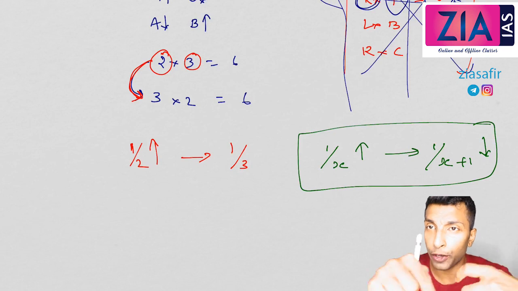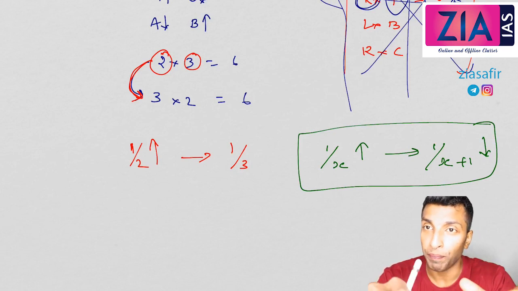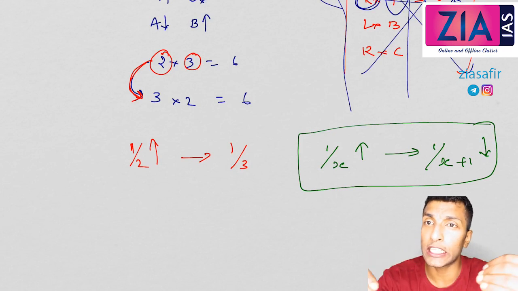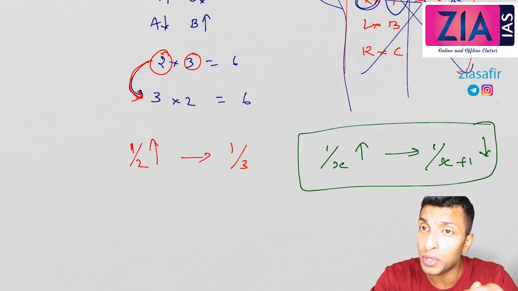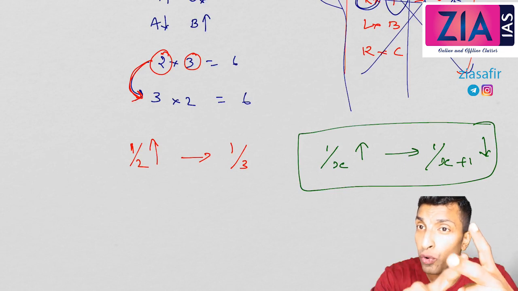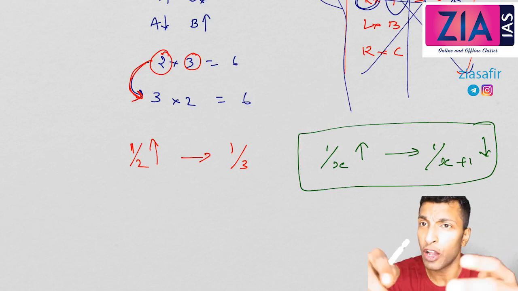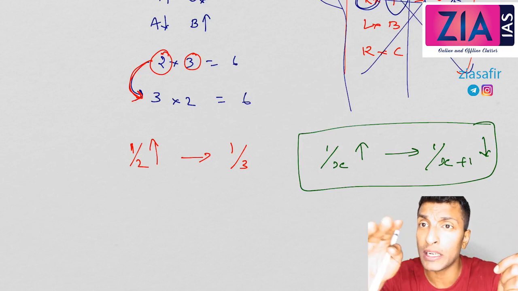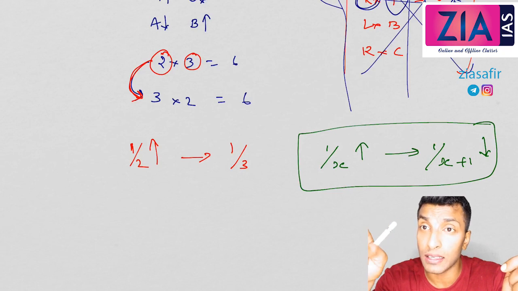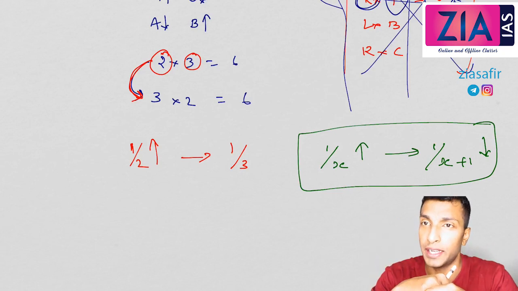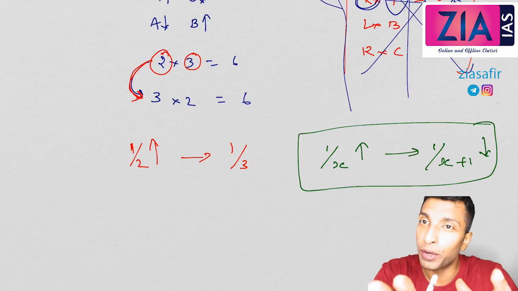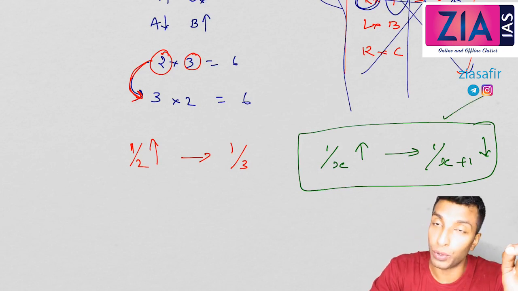So increase leads to decrease. That is for sure. 1 by x increase means 1 by x plus 1 decrease. 1 by 3 increase means 1 by 4 decrease. 1 by 4 increase means 1 by 5 decrease. 1 by 5 increase means 1 by 6 decrease. What is 1 by 5? 20% increase means 16.6% decrease, that is 1 by 6 will be the decrease. Okay, now that's what you need to know. This is the only thing that you need to know.